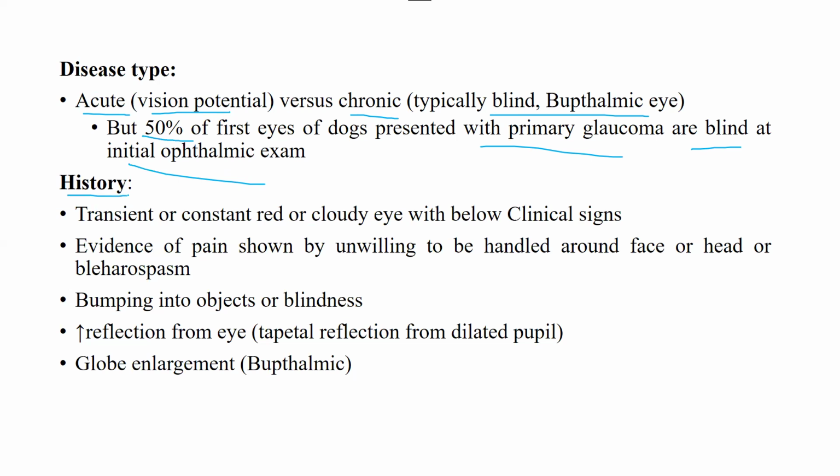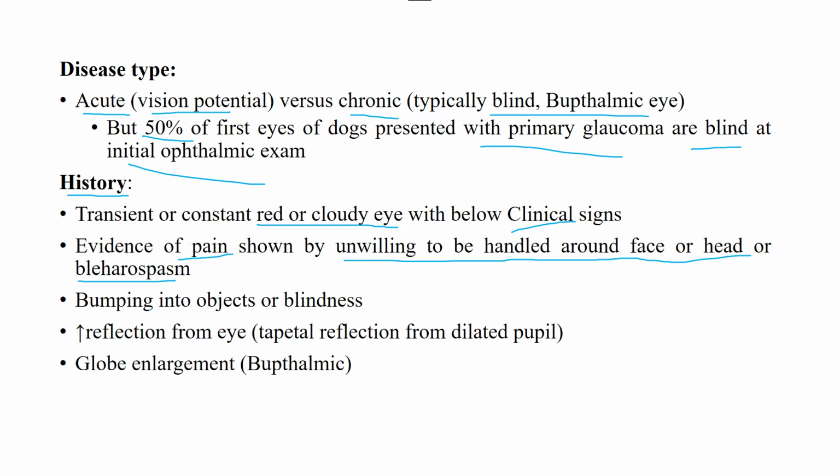So what is the history? The history basically means what are the clinical signs that the owner is going to note at home. So there is transient or constant, red or cloudy eye. So first thing is the color of the eye is going to change. It can be cloudy, it can be red, with the below clinical signs. Like transient or constant eye color change, red or cloudy eye, with signs like evidence of pain. And how is the evidence of pain there? The dog is going to be unwilling to be handled around the face or head, or it is going to have blepharospasm. So any of these things happening, that means the animal is showing evidence of pain.